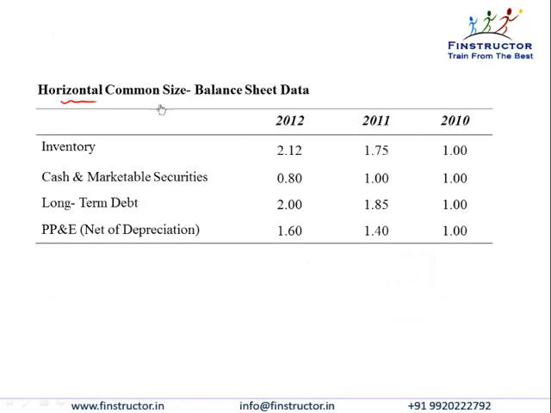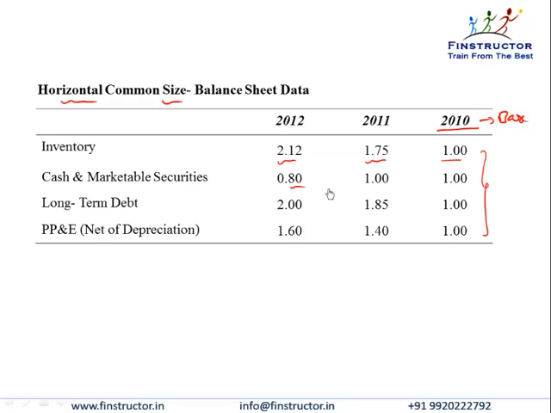In horizontal common size statements, we fix any year as a base year. So for example, in this case, we fix 2010 as the base year. So all values for 2010 would be assumed to be 1, and subsequent years would be calculated relative to the year 2010. So inventory, for example, was 1.75 times the inventory that was there in 2010, and in 2012 was 2.12 times the inventory in 2010.